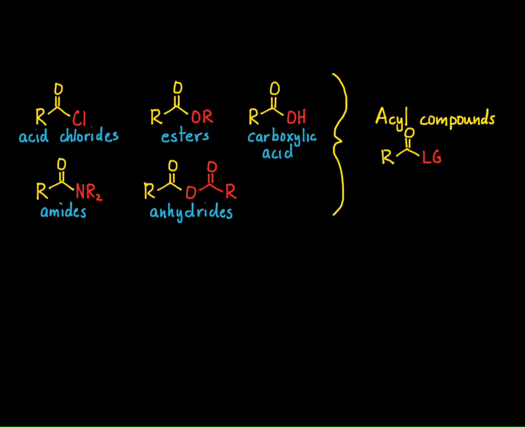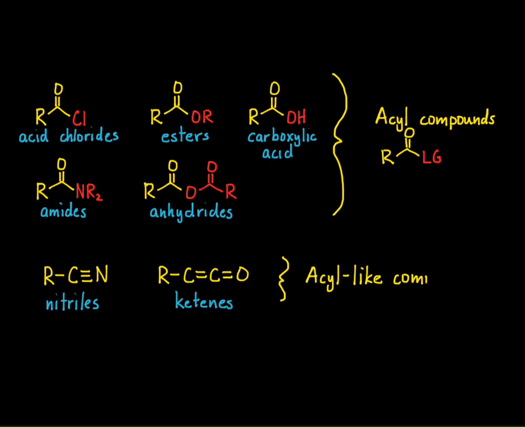Now, the other thing that we'll take a look at throughout this chapter are nitriles and a structure that looks like this, which you may be familiar with. This is called a ketene. And nitriles and ketenes are actually acyl-like compounds. We'll see that they undergo similar reactions as those of the acyl compounds.